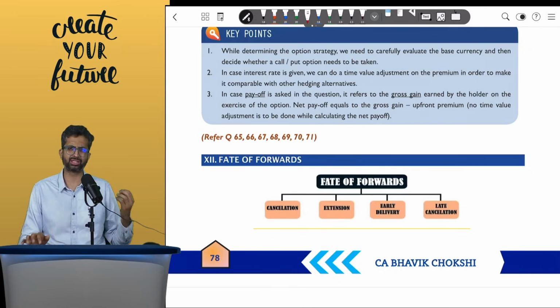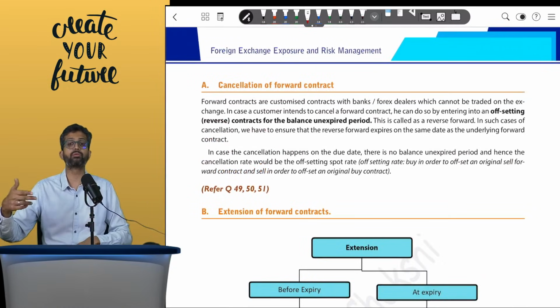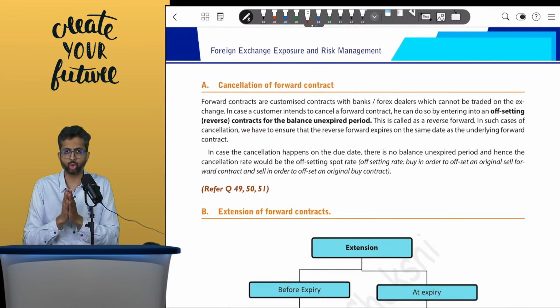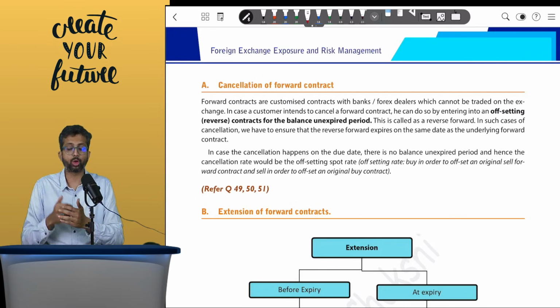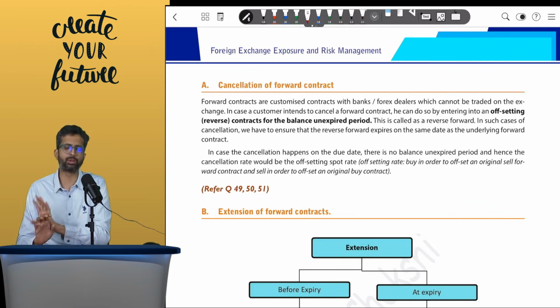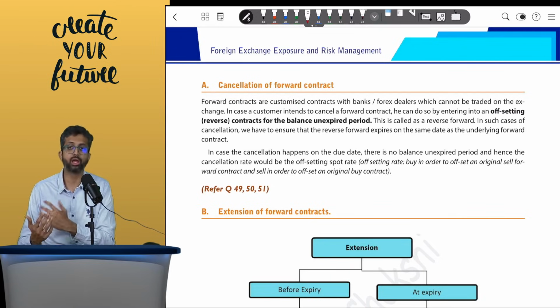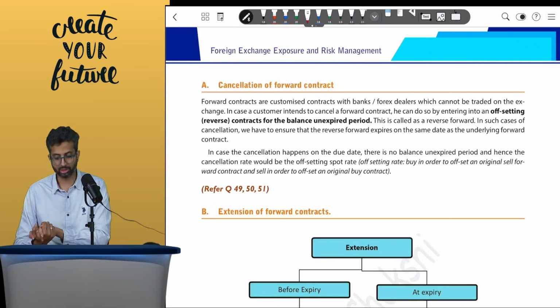So when you're looking at a cancellation, here you take the offsetting position. So over here, offsetting position for the balance and expired period. So if there was a 3-month contract and you decide to cancel it after 2 months, if you have entered into a forward buy, you will cancel it by doing a sell for the balance 1 month offsetting contract. However, if the cancellation is happening on the date of maturity, then you will cancel it by the offsetting, that is the selling spot rate.